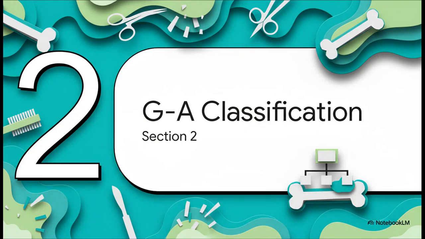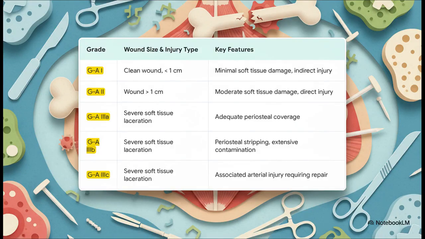So, with injuries this complex, we can't just wing it. We need a system, a way to grade the severity so we know what we're up against. And that brings us to the gold standard, the Gustillo-Andersen classification. Okay, take a look at this table. You can really see how the severity just ramps up. A grade 1, that's your best case scenario. A small clean wound, less than a centimeter, usually from the inside out. Then grade 2, the wound is bigger, there's more direct trauma, more soft tissue damage.